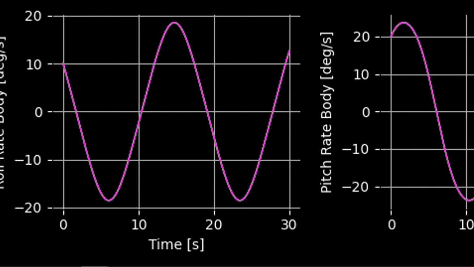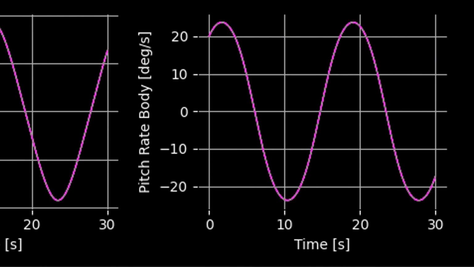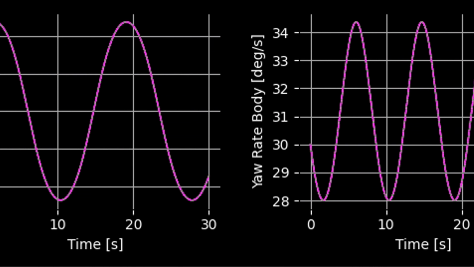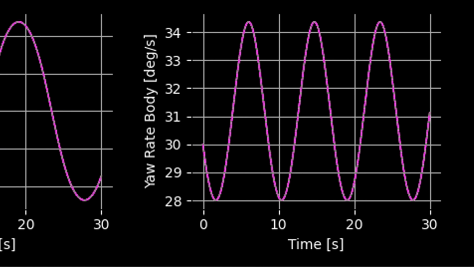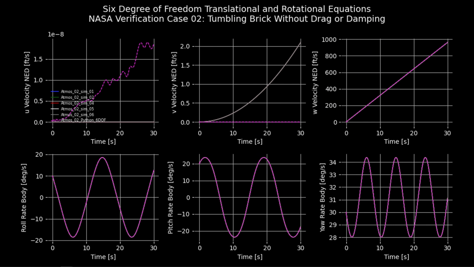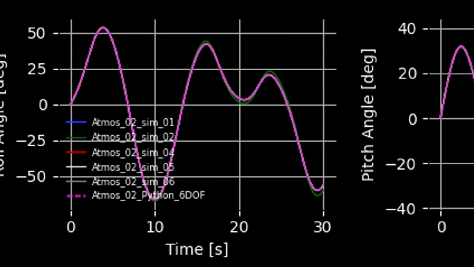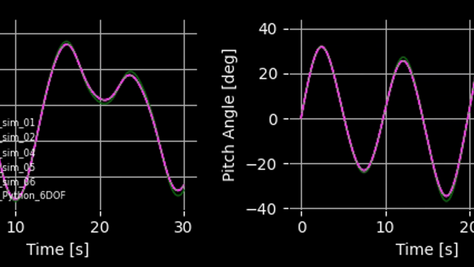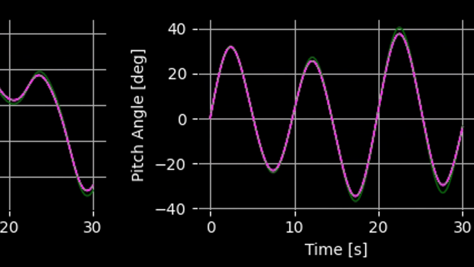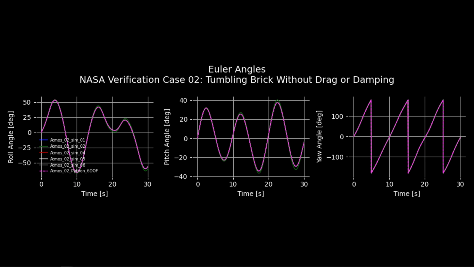Those discrepancies aside, the Python simulation results overlay on the body resolved angular rates and the downward velocity. The Euler angles also match very closely with the check cases. Simulation 2 in green shows a minor discrepancy in roll and pitch angle. Nevertheless, based on the agreement between the check cases and our sim, we confirm this case as successfully verified.